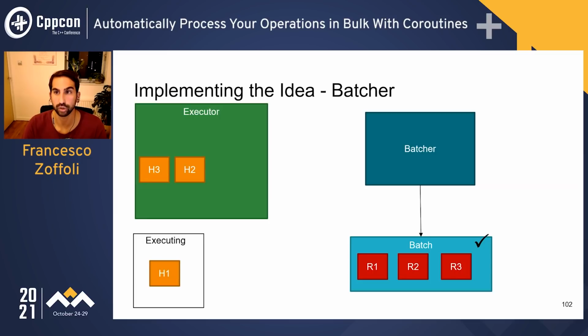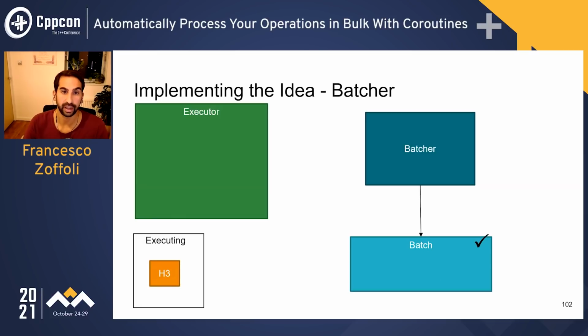And H1 is going to call await resume, consume the result, and then complete the execution. And similar is going to happen to H2, which is going to use the result and complete. And again, H3 is going to consume the result and complete. And this is what we are going to implement now with our batcher.